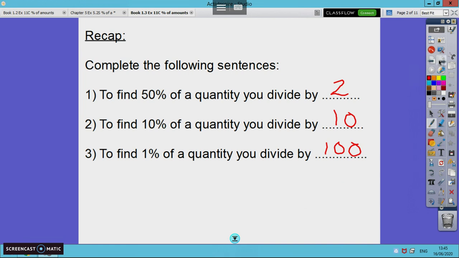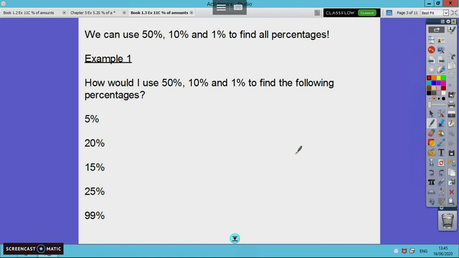Okay, next part. So here's an example number 1. Now don't copy this one down. We do not need this one in our books. You can just listen to me whilst we do this. So example number 1, how would I use 50%, 10% and 1% to find the following percentages?